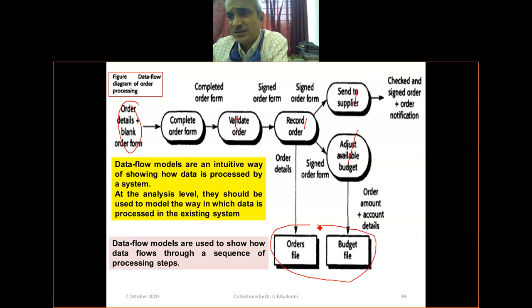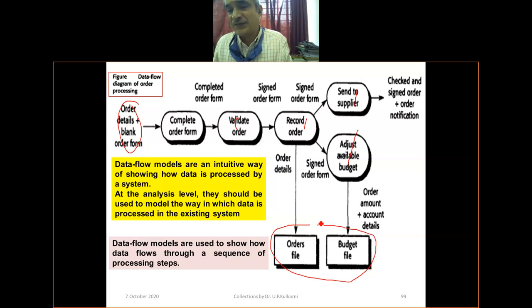External entities, right? And this is how a data flow model example is being given for order processing. For order processing, you need to fill the form, validate the form, then record the order, right? Send to supplier is an activity, right? Adjust available budget and all, that's again a process.